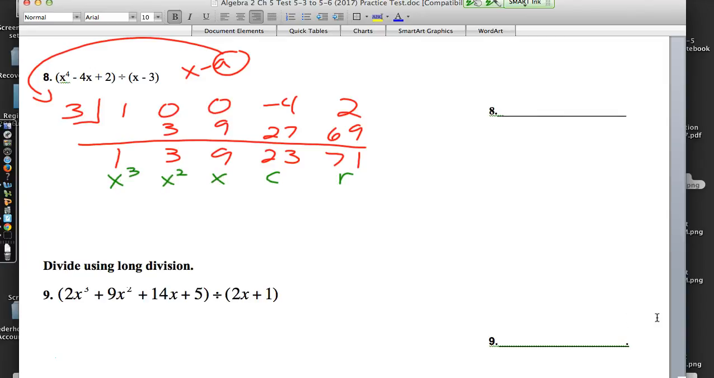And this one has an x to the third this time. So we'd have x to the third. I better write it even bigger. I'm not going to put it in a slot because I want everybody to be able to see it in the back. Plus 3x squared plus 9x plus 23 plus 71 over something. What's the something? X minus 3, right? That's what we were dividing by.